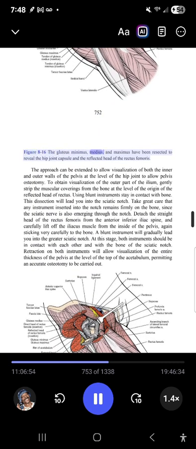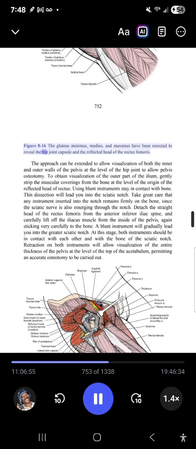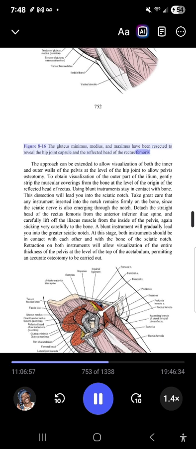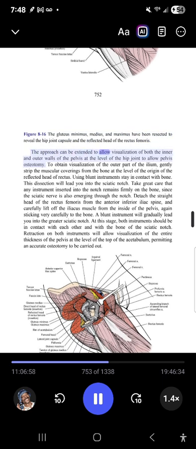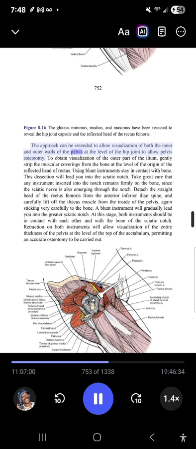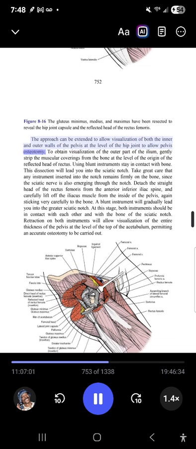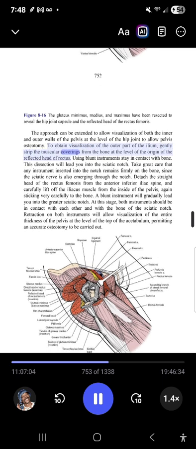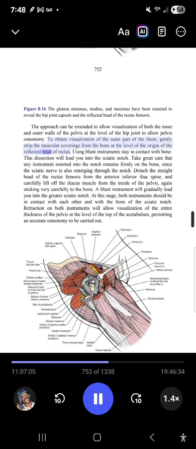The gluteus minimus, medius, and maximus have been resected to reveal the hip joint capsule and the reflected head of the rectus femoris. The approach can be extended to allow visualization of both the inner and outer walls of the pelvis at the level of the hip joint to allow pelvic osteotomy. To obtain visualization of the outer part of the ilium, gently strip the muscular coverings from the bone at the level of the origin of the reflected head of rectus.